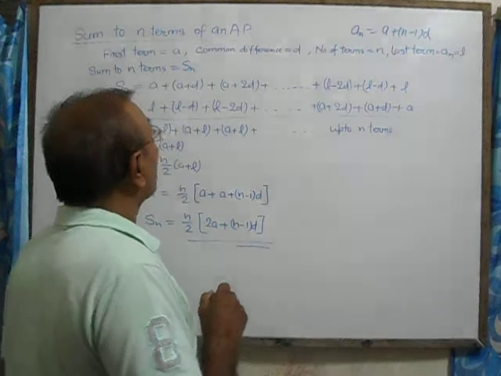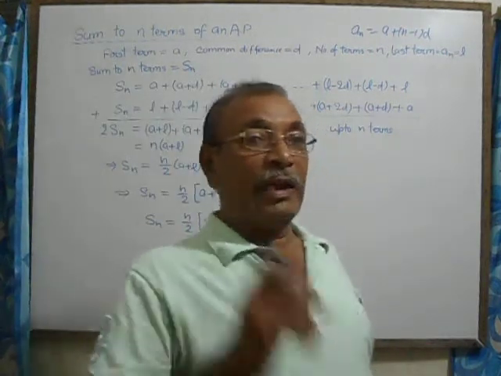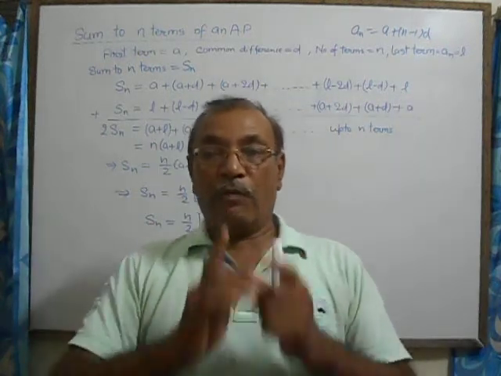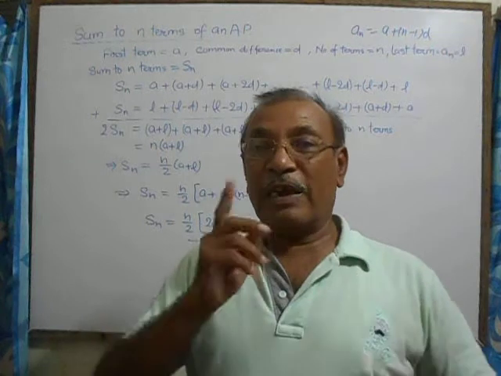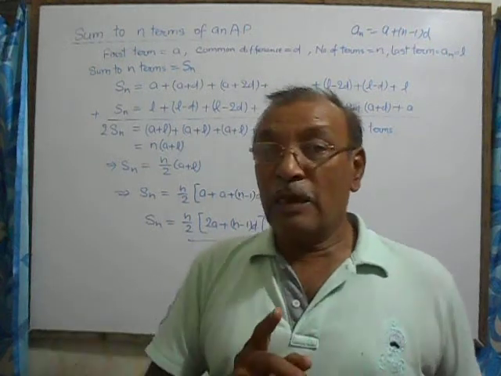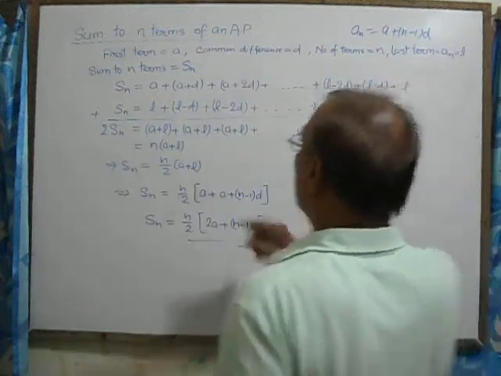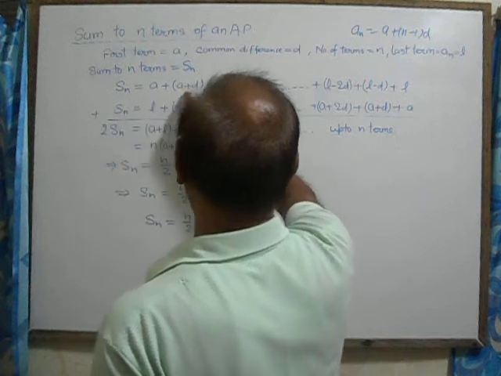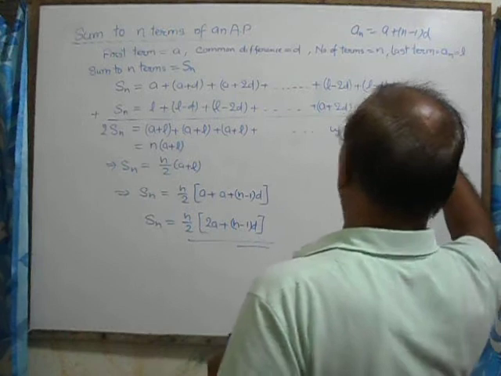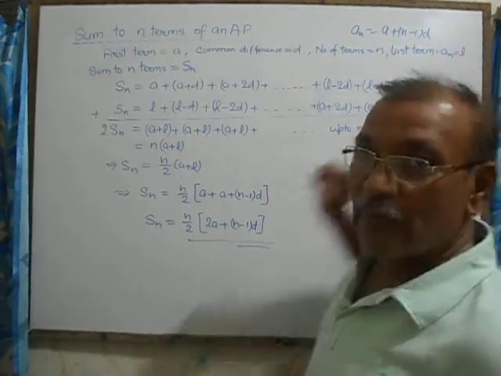Obviously, when we write the sum to n terms as Sn, then Sn will be the sum of all terms. First term a, second term a plus d, third term a plus 2d. So when we want to take out this sum, we write Sn equals a plus a plus d plus a plus 2d plus dot dot dot up to L, the last term.